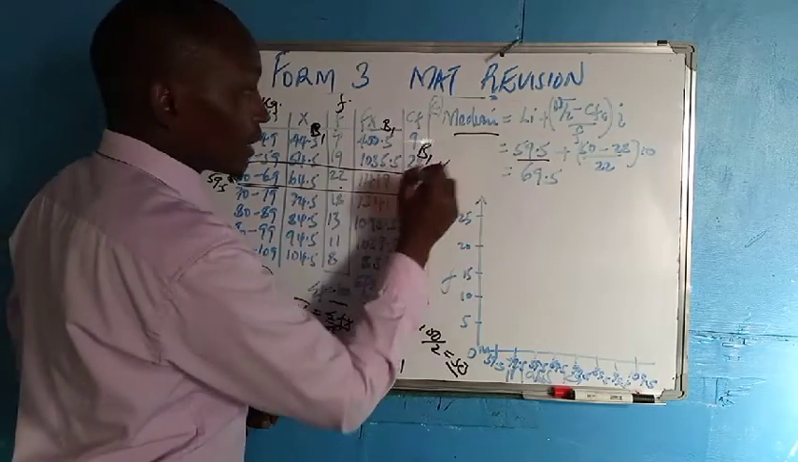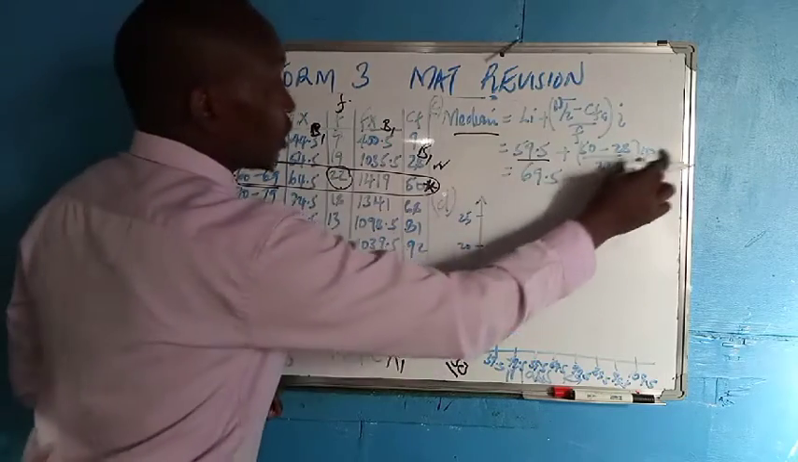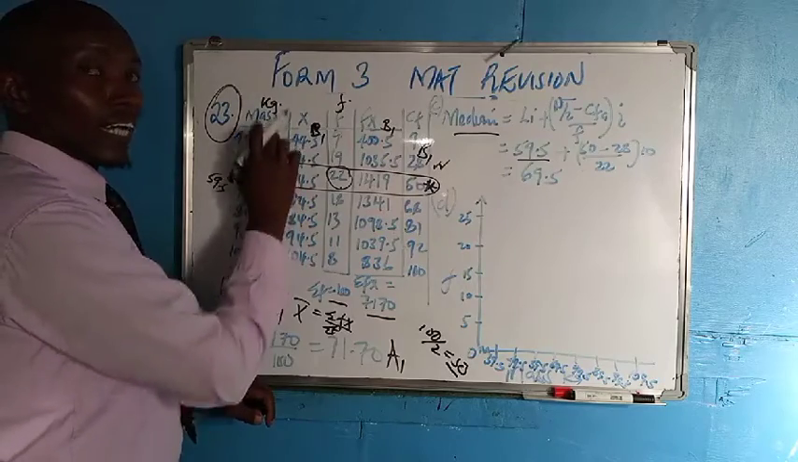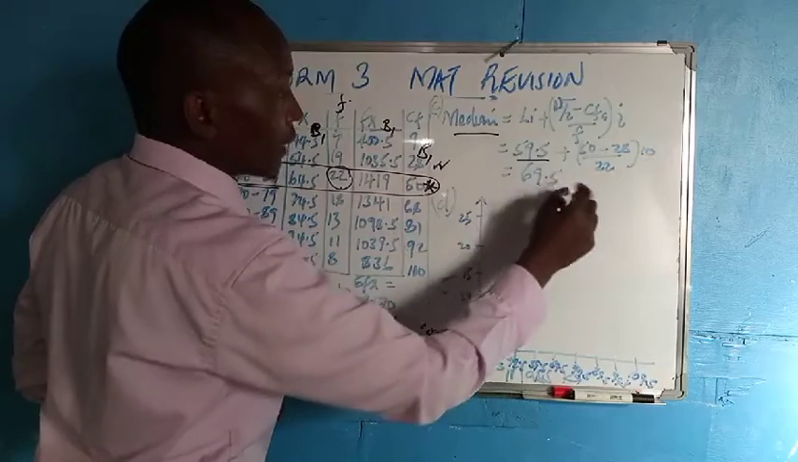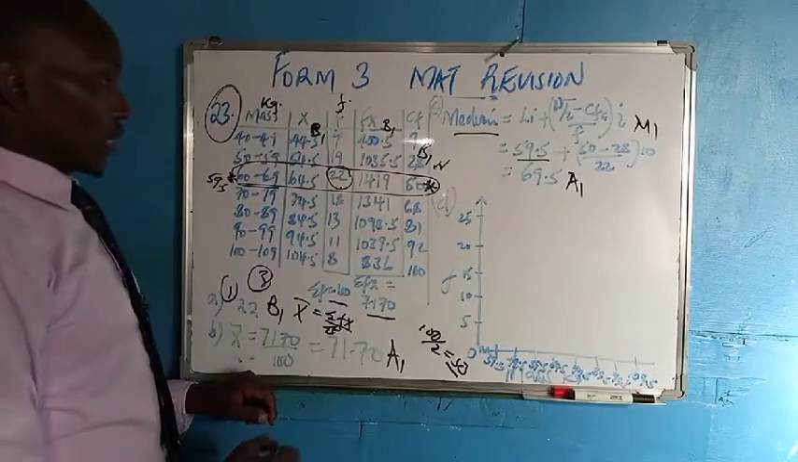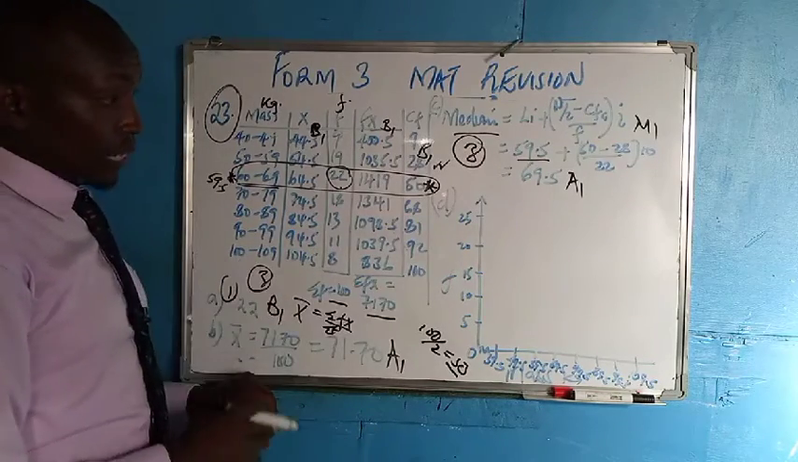Then plus 100 over 2, 50 minus 28, over frequency of the median class, 22, multiplied by the class width, 10. If you work that out, my student, you get that. And the method, 1. Good. Again, for the median, you have 3 marks. So far, I have 7 marks.